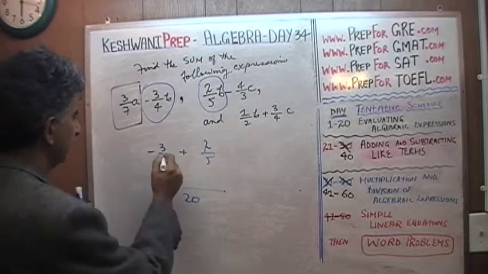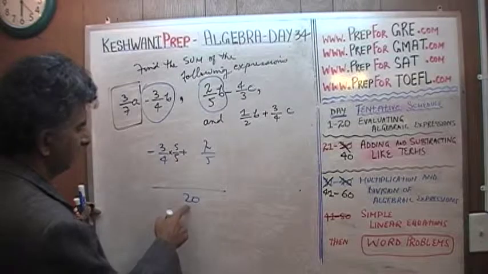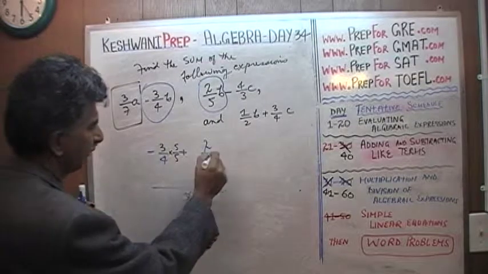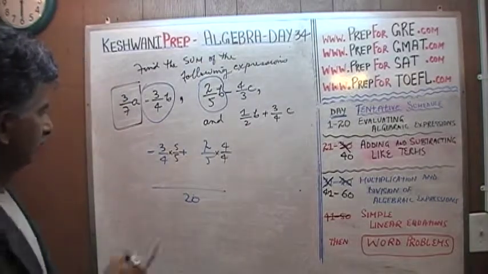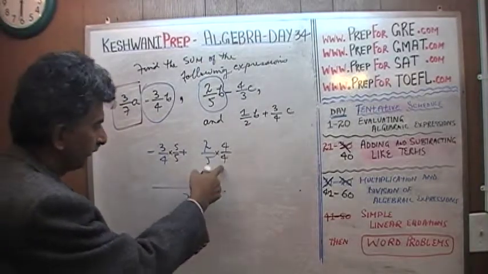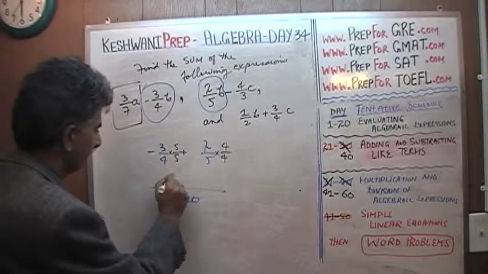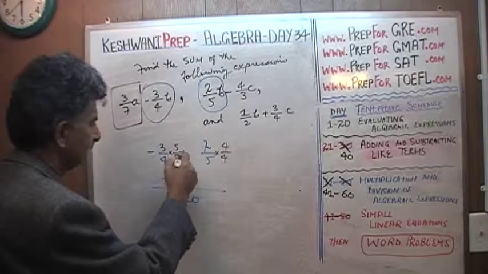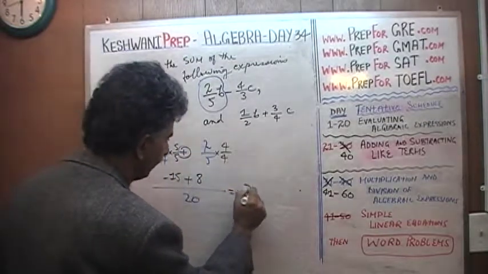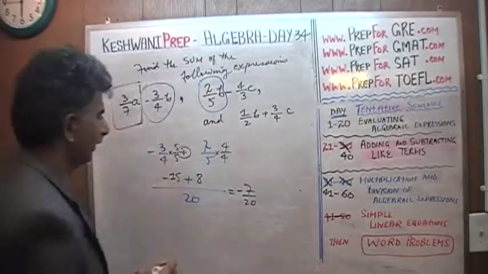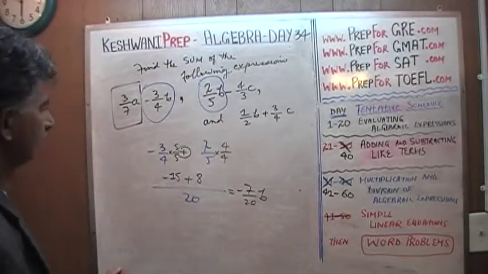By multiplying top and bottom by 5. 20 divided by 4 is 5. And we need to multiply top and bottom of the other fraction by 4 to turn its bottom into a 20. Now both have the denominator of 20. All we have to do is add up the numerators. -3 times 5 is -15, plus 2 times 4, which is 8, so it's -7 over 20. That's how many B's we have.